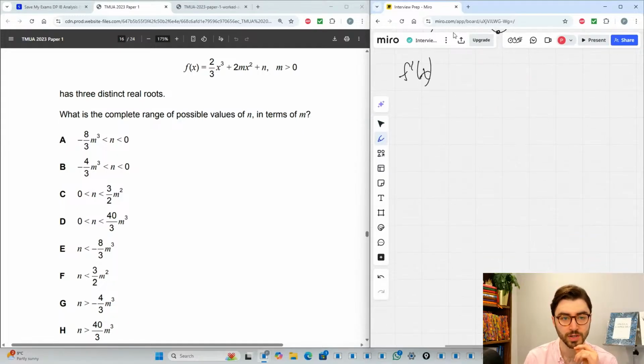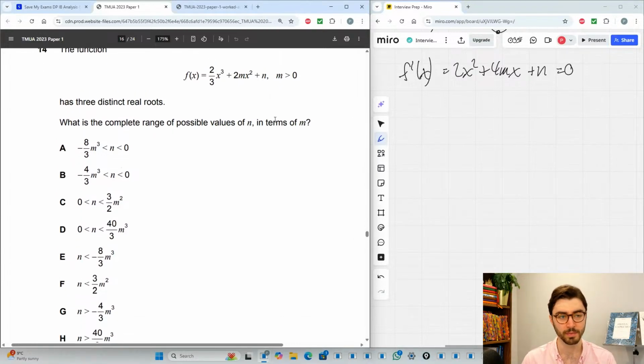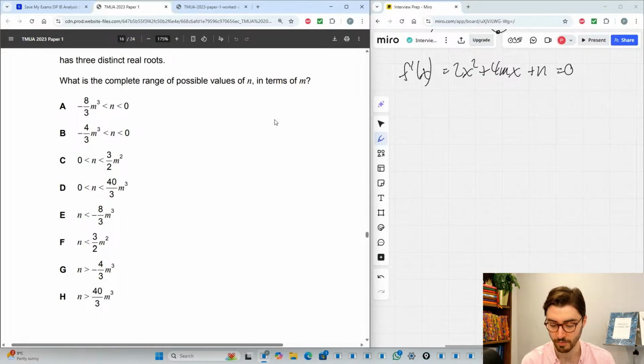So if I differentiate, I'm going to get 2x squared plus 4mx plus n, which will equal 0. 3 distinct real roots. Well, first of all, I know this will have to have distinct solutions. Are we starting to get to the hard part of the paper? How many questions do I have left? How much time? 45 minutes. I think I'm fine. We're going to find out if I'm fine.